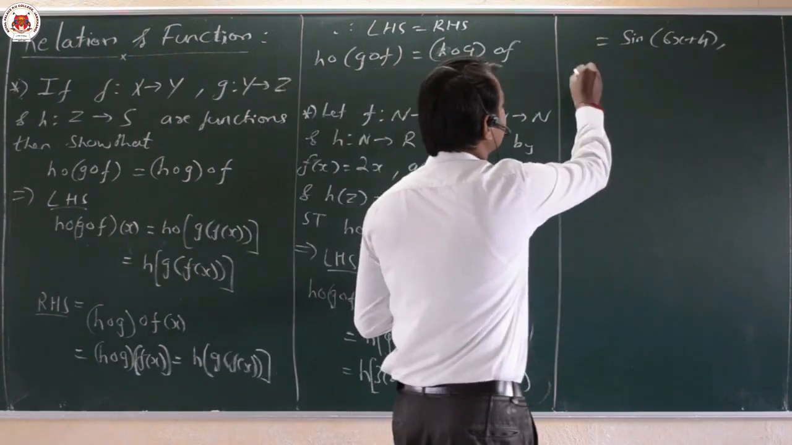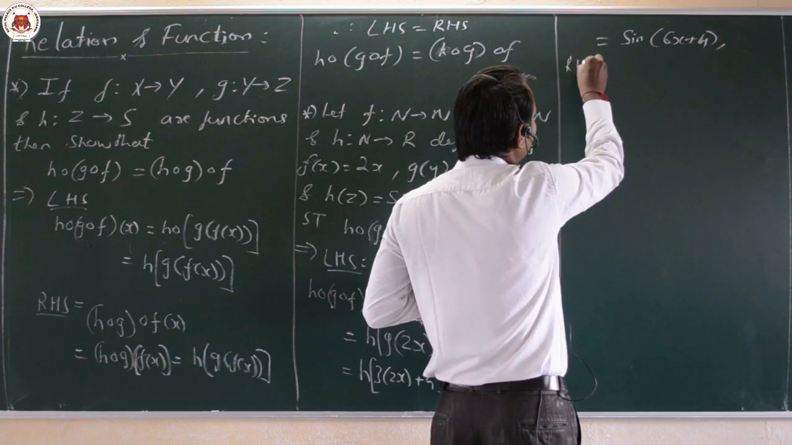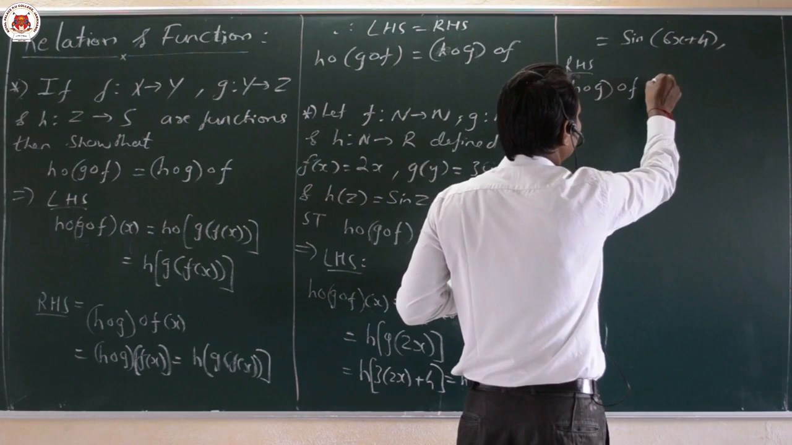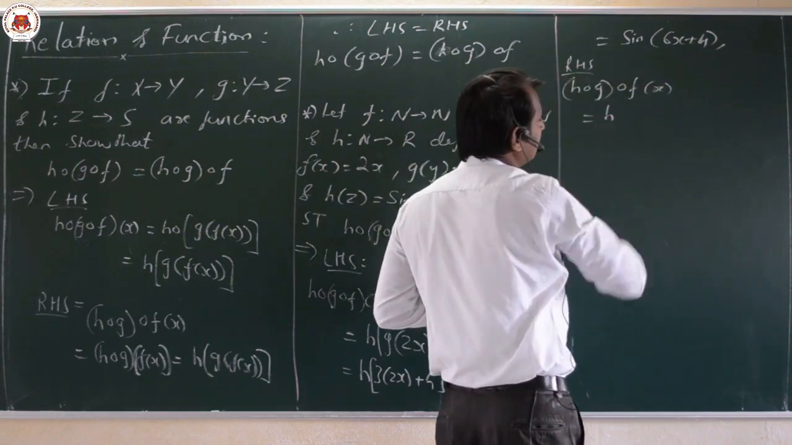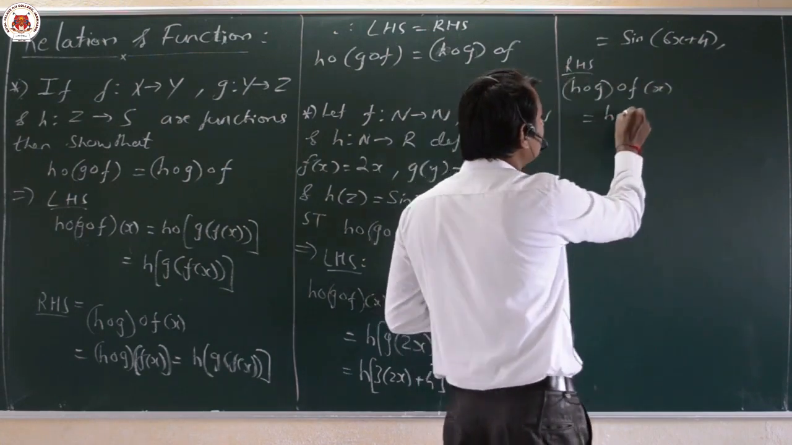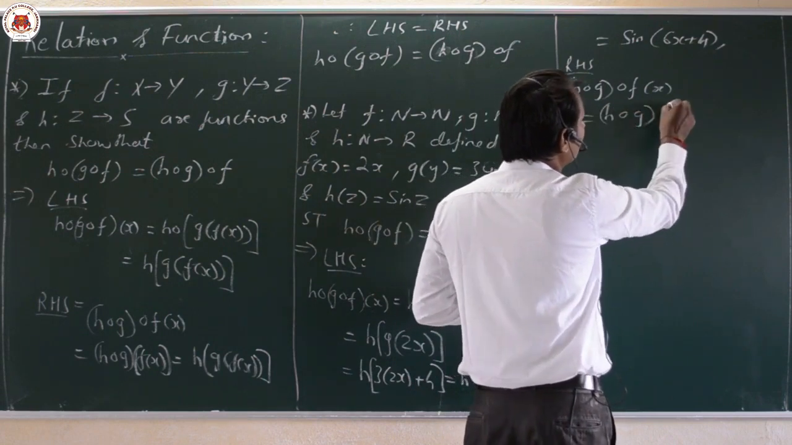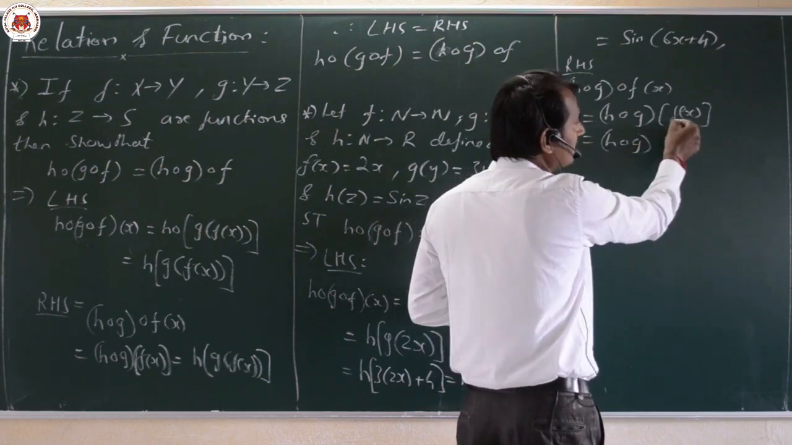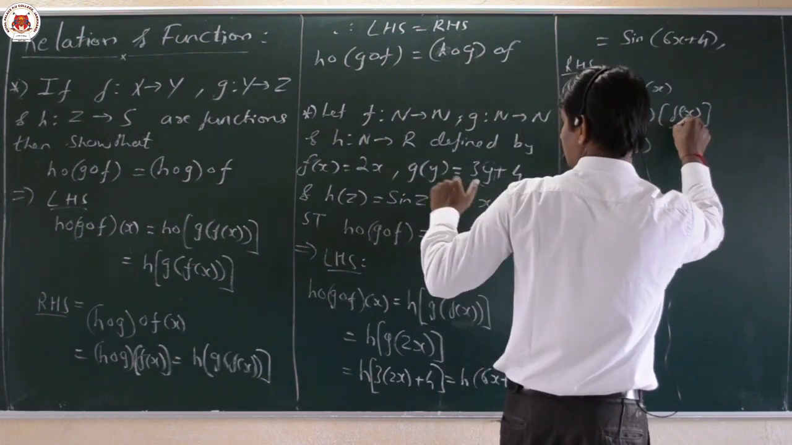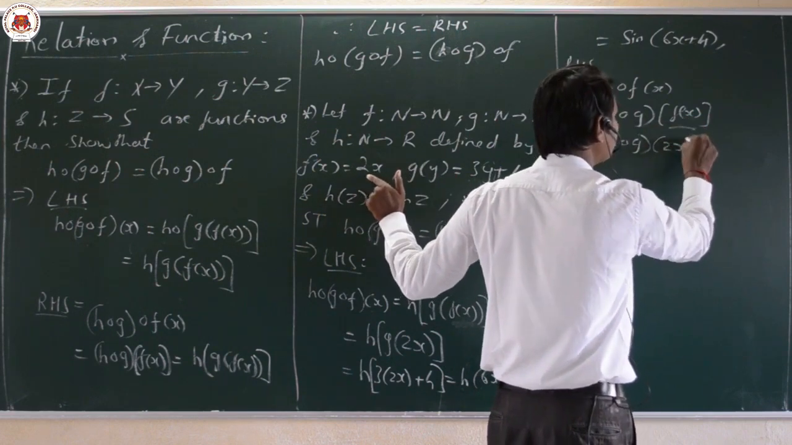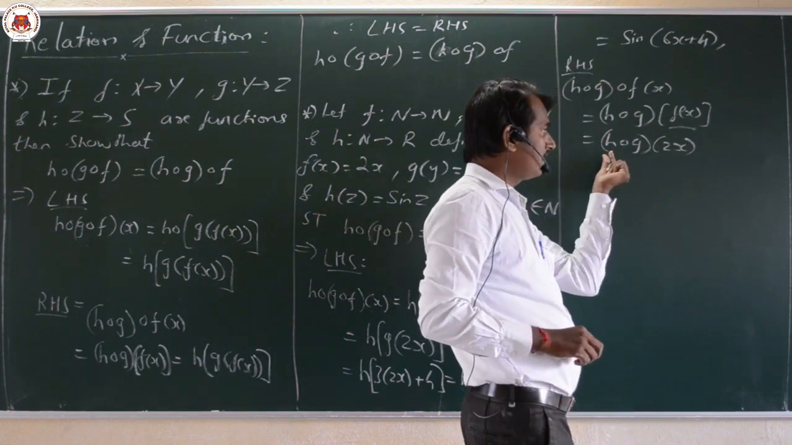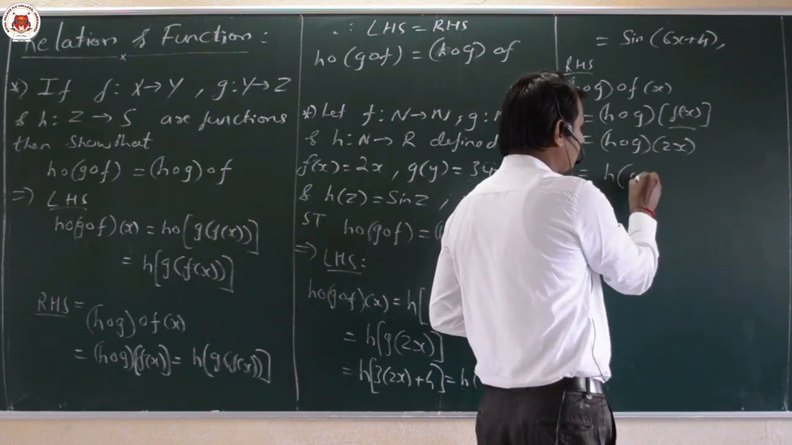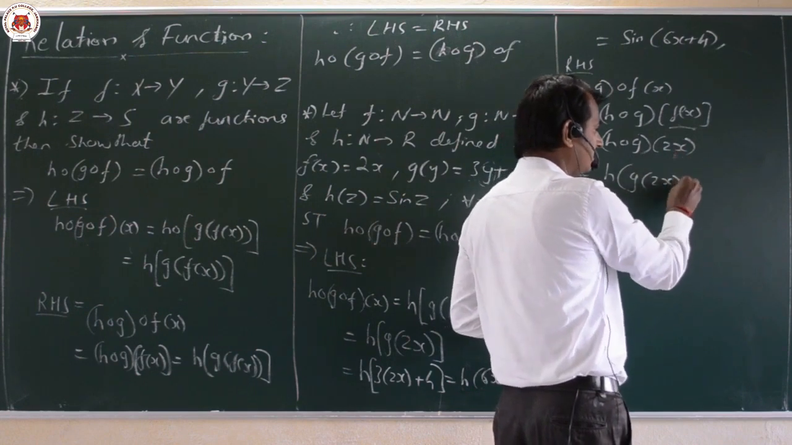Now what is the value for the RHS? That is h of g of f of x. Now what is this value, h of g of f of x? What is f of x? I will substitute it here, which is 2x. That is how we can write h of g of x, where x is 2x.